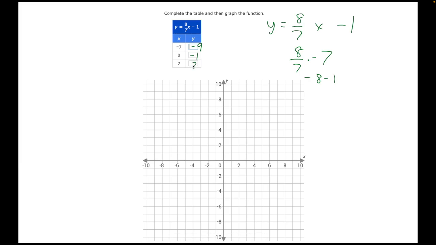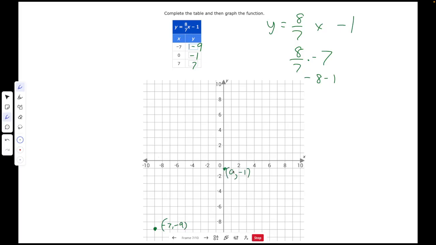All right. So now, when you plotted these, you should have gone -7, -9, which is left 7, down 9. So that's here. Then you should have done 0, -1, which is here. And for the last one, 7, 7 is here. And then you just draw as straight a line as you can, more straight than mine. And there you have your graph.